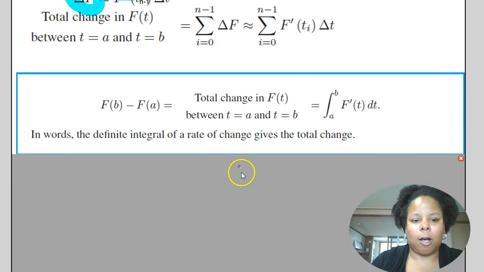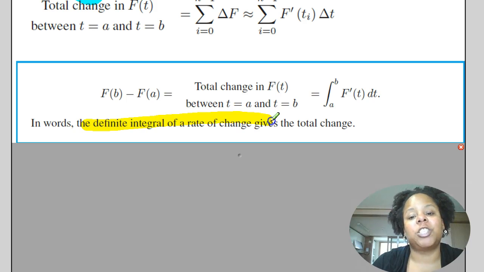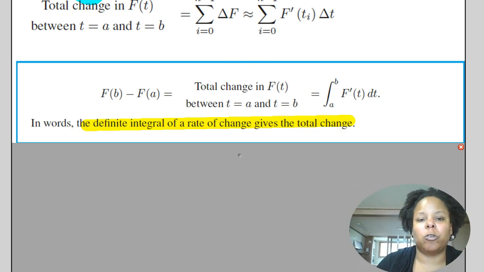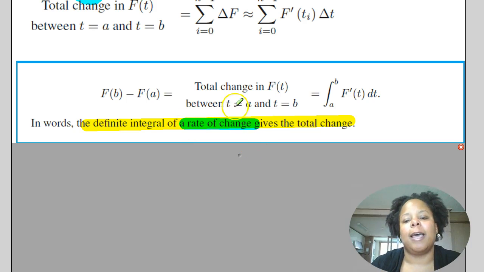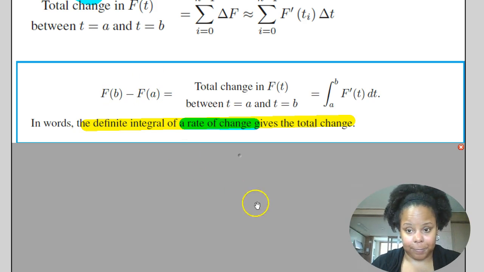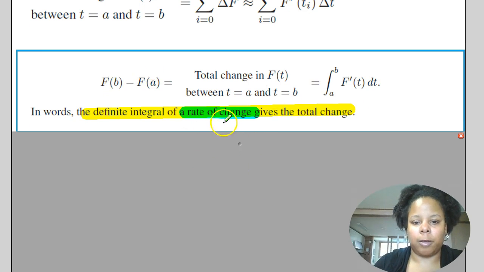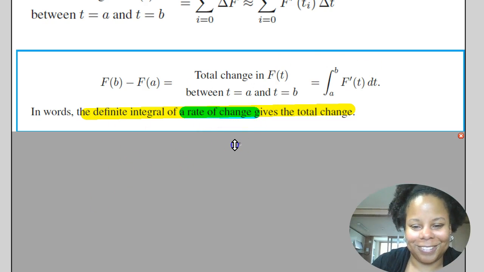So basically, all the first fundamental theorem tells us, and this is very, very important, is that if you're trying to find the definite integral of a rate of change function, you can compute that by determining the total change of the original function. So finding the definite integral of a rate of change function is the same thing as finding the difference in the endpoints' function values, okay?